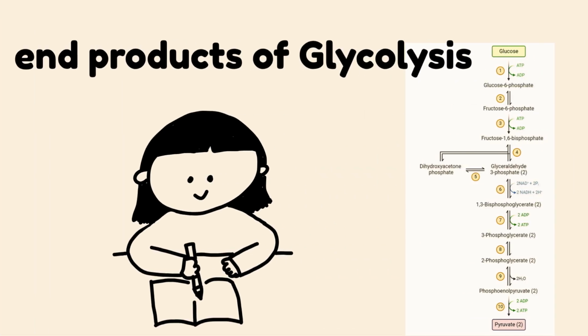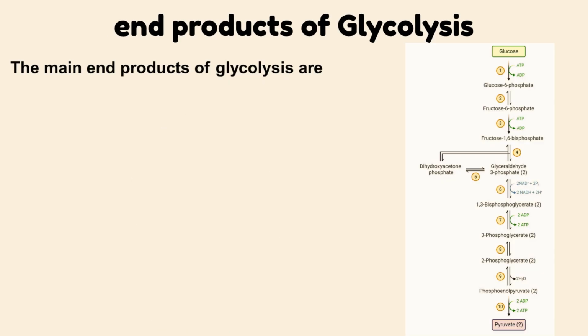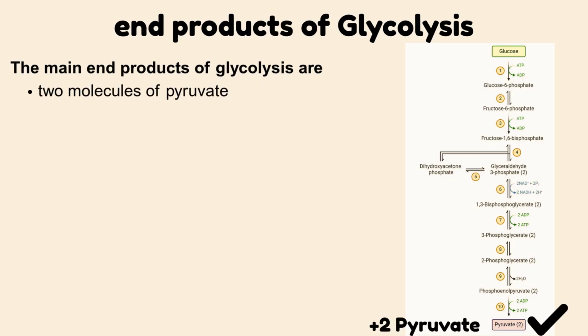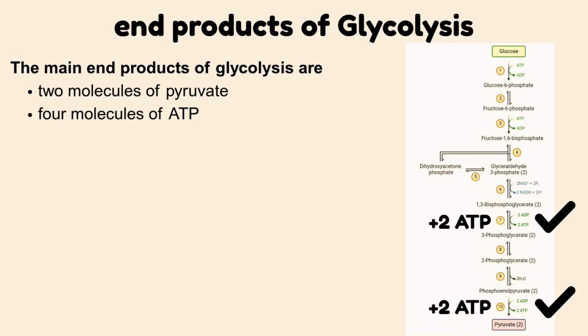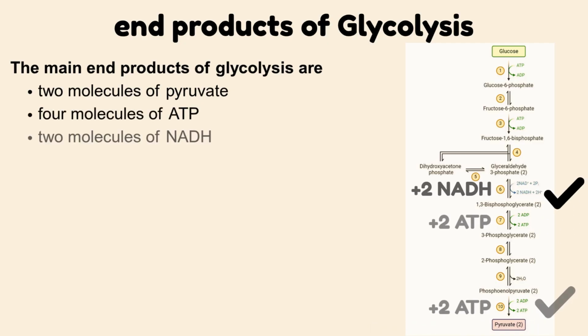The end products of glycolysis. The main end products of glycolysis are 2 molecules of pyruvate, 4 molecules of ATP, and 2 molecules of NADH.